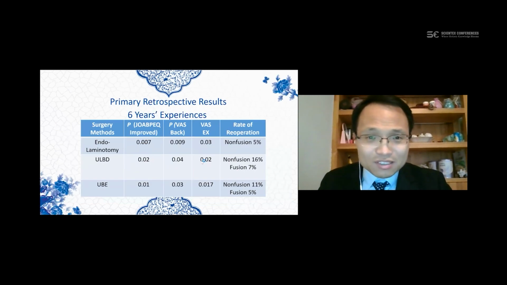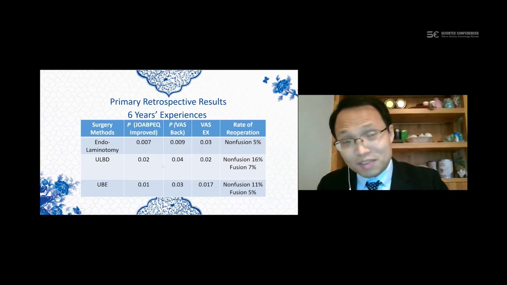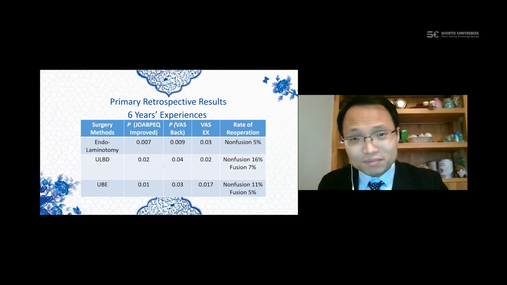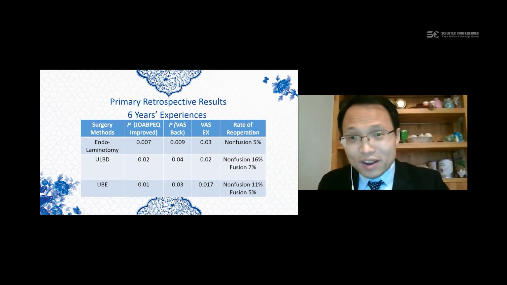In detail, the JOA score and the visual analog scores for both back and lower extremity were significantly improved compared with the preoperative situation. And for the rate of reoperation, we can see the non-fusion surgery has a much lower rate of reoperation compared with the fusion surgery for ULBD and UBE.